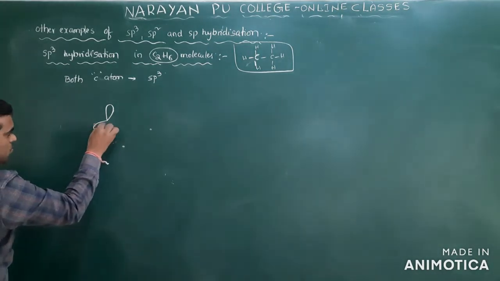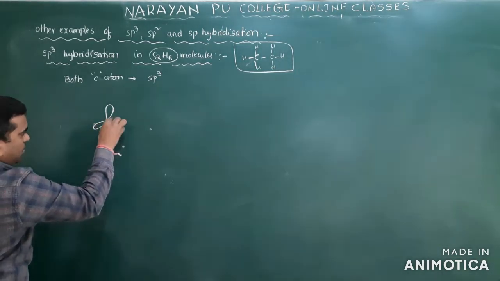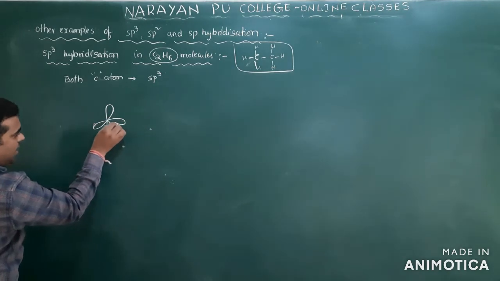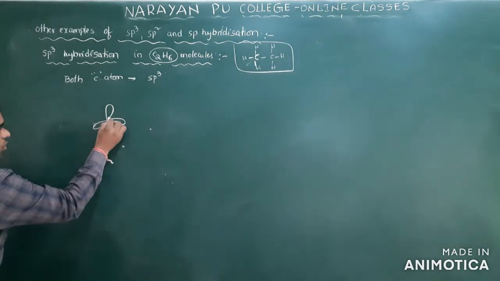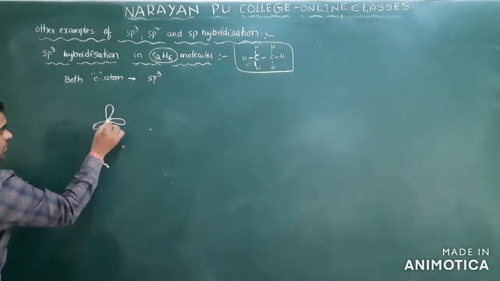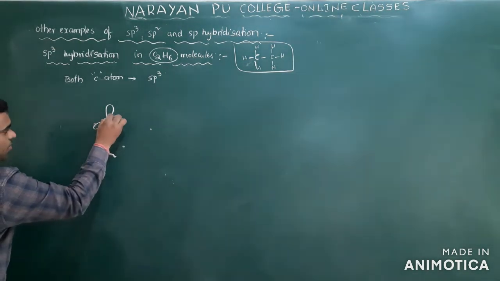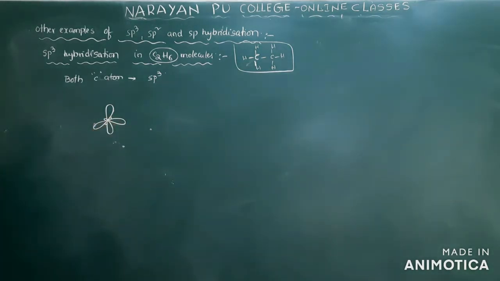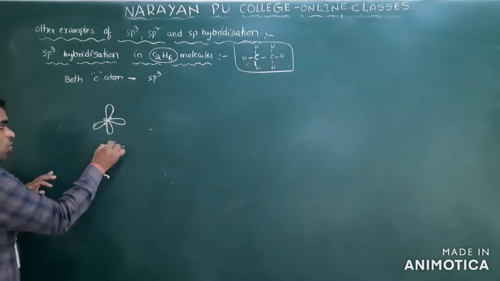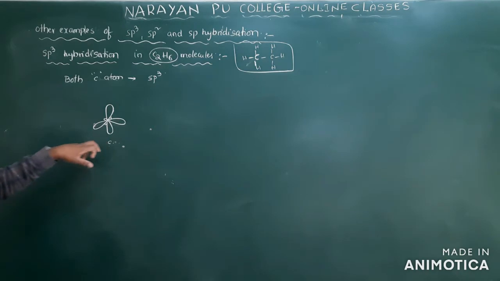Clear? So for our convenience, I am writing like this. Clear? So you know these all are, and there will be one loop on the back side. Clear? Total how many? 4. This is for one carbon: 4 sp3 hybridized orbitals. Clear?